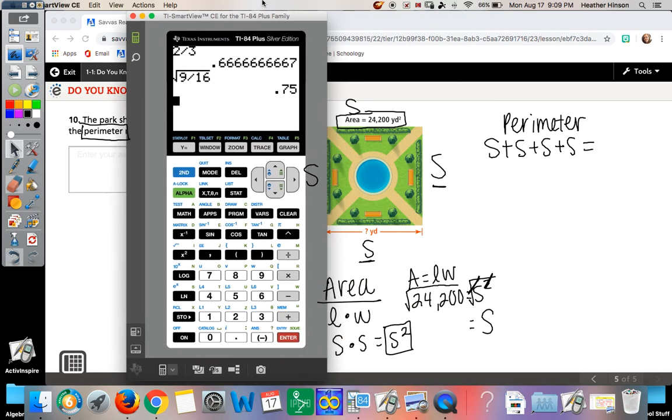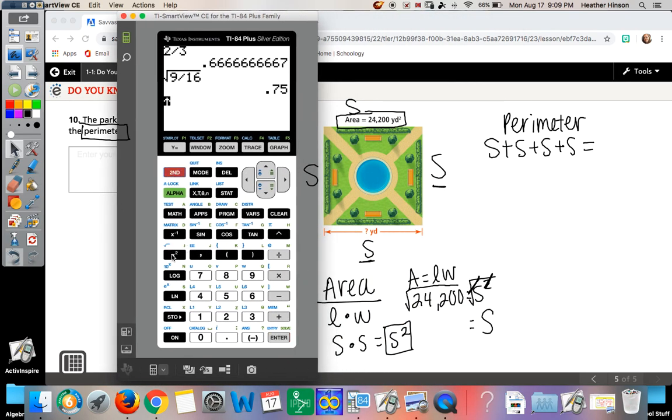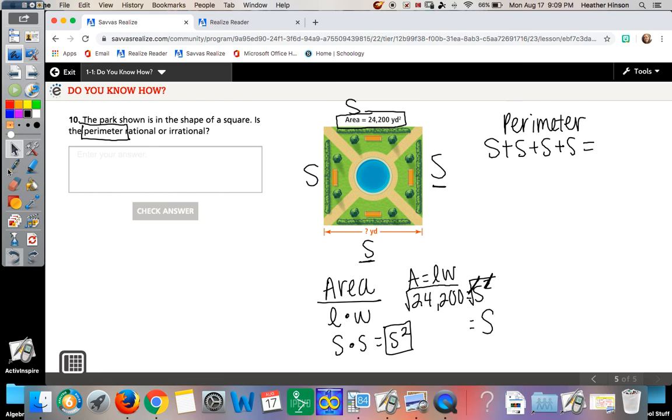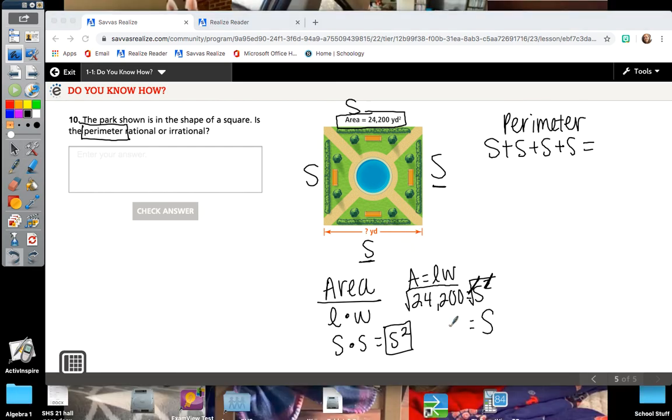So let me move this. So square root of 24,200. Well, that gives us one of those really long decimals. Not repeating, not ending. Just because your calculator ends, it doesn't end. So because it's one of those really long decimals, those are your irrational decimals. So each side here is going to be irrational.